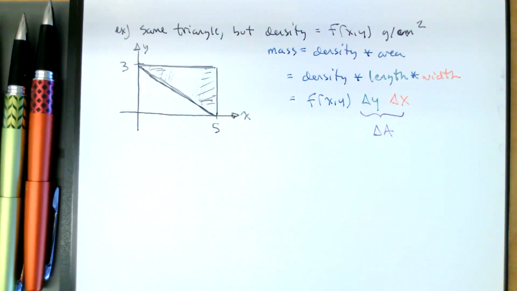But we're going to do the same thing. We're going to evaluate f of xy times dA at all the points in this triangle. Now we just have to describe that triangle to a double integral and actually write a value for the density. Any questions? Comments? Thoughts?